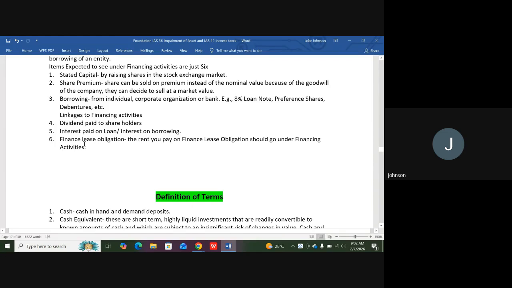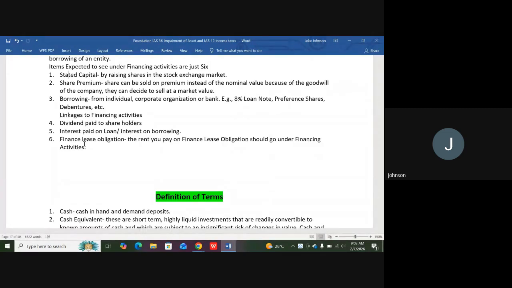Anything you pay, you are paying it out. Say I took somebody's building for my business. I'm not renting it, I lease it for a period of years, like 20 years. So that obligation you have on that leasing, the finance lease, is an obligation which you must meet. That leasing is also what you must pay.